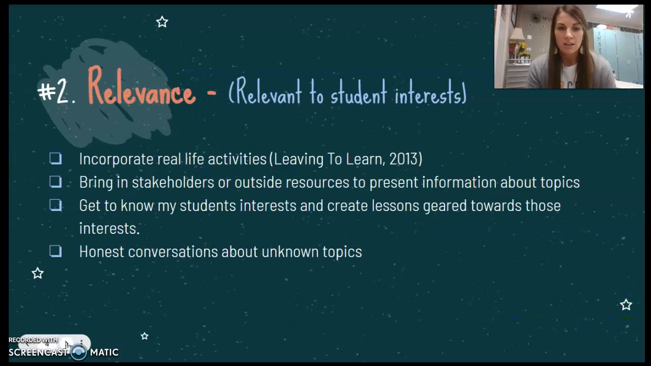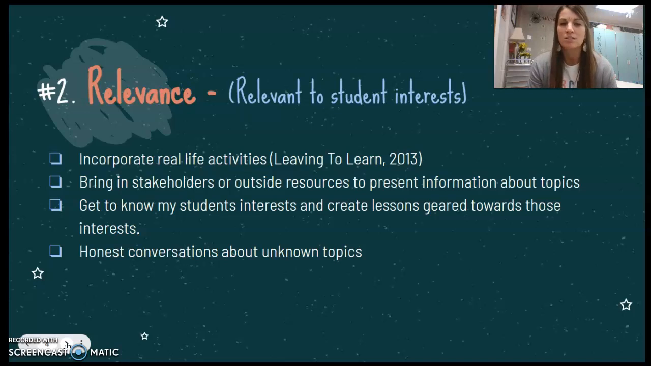Second is relevance. Relevant to student interests. Incorporate real life activities. Bring in stakeholders or outside resources to present information about topics. For this one, I have a 100th day. I will convert my classroom into a one-room schoolhouse for the day, and we often have the Historical Society come in and talk to the kids about what life was like back then. And I will also have a farmer who has a one-room schoolhouse. He will bring in artifacts from his schoolhouse that sits on some of his land.